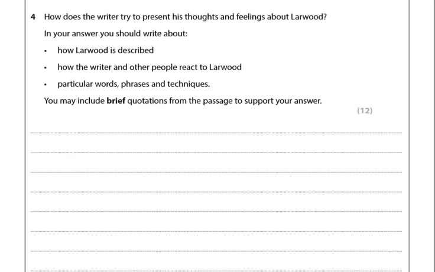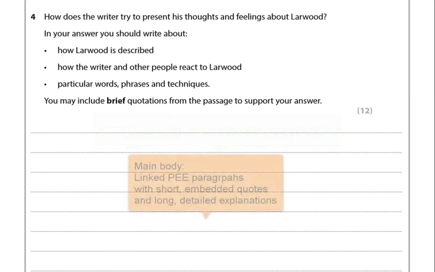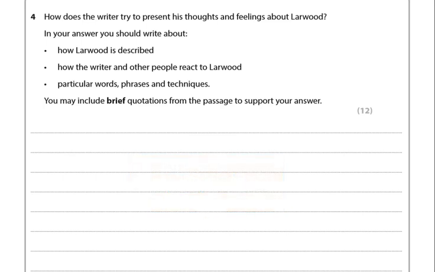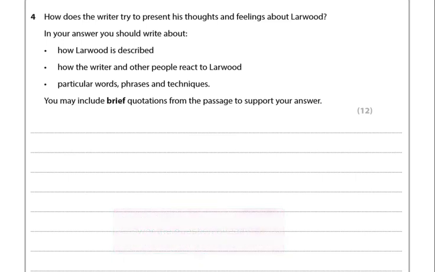What they are looking for is a well-structured formal essay response. So you must begin with an introduction which uses the keywords of the question. You must then go on to provide a series of linked PEE paragraphs that are addressing the keywords of the question, so exploring the thoughts and feelings about Larwood and also addressing the bullet points. And then you must provide a brief conclusion which answers the question directly and sums up what you have said.